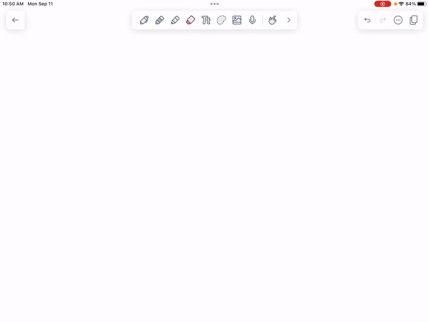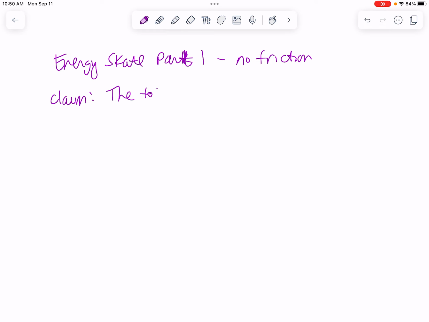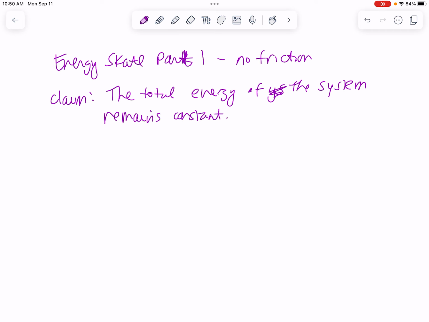Okay, so I wanted to give you guys a little wrap up of Energy Skate Park, part 1. This is the part with no friction. The main claim you should have come up with is that the total energy of the system remains constant. Or something like that. You could say the energy is conserved, or that the energy doesn't change, whatever it is.